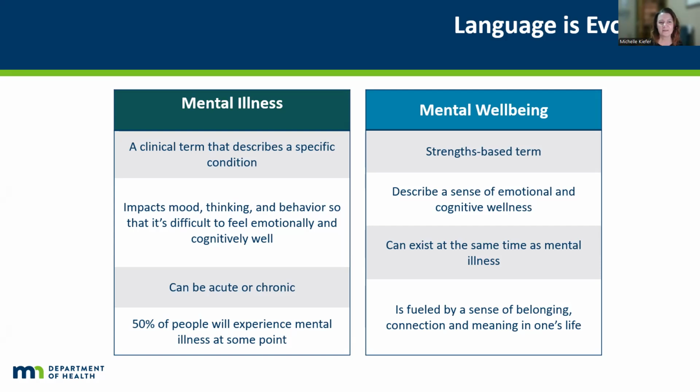There are times that it can be chronic or acute, just on a small scale or a very large scale, and 50% of people will experience a mental illness at some point in their lives. Mental well-being is a strengths-based term. It describes a sense of emotional and cognitive wellness. It can exist at the same time as mental illness and is fueled by a sense of belonging, connection, and meaning in one's life.